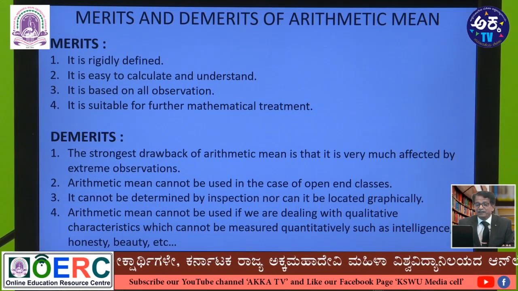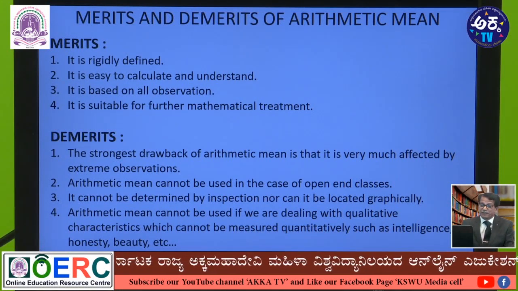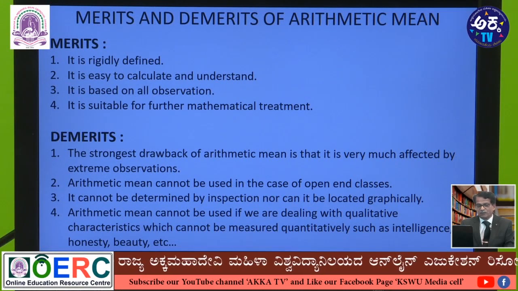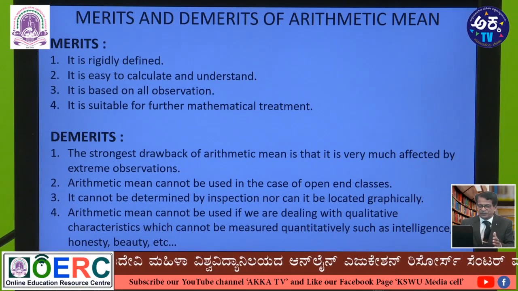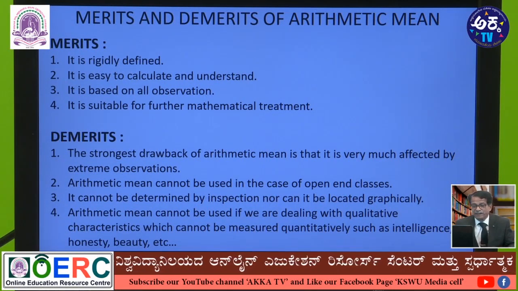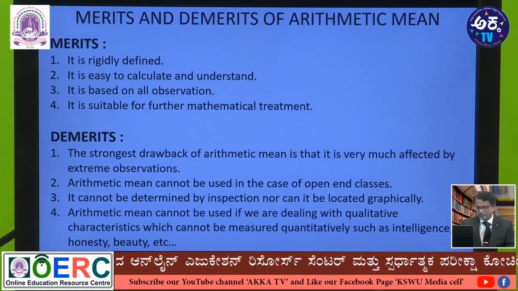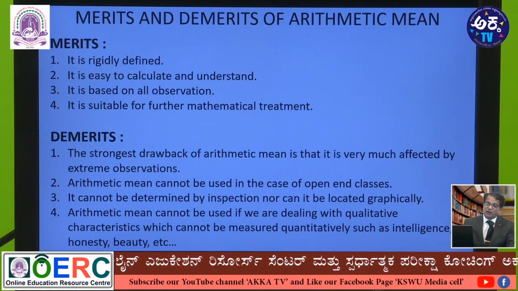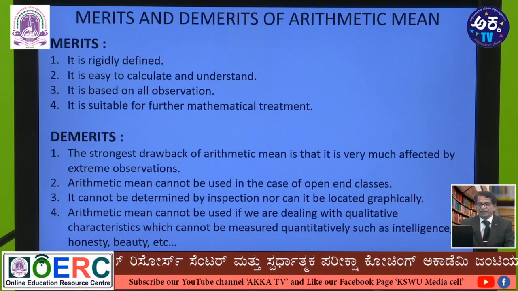Third merit: the calculation of arithmetic mean is based on all observations. What I mean is, in its construction, it makes use of all the observations, and therefore representativeness is available there. Then the fourth merit is, it is suitable for further mathematical treatment. I mean, it can be used for any further mathematical activity using arithmetic mean.